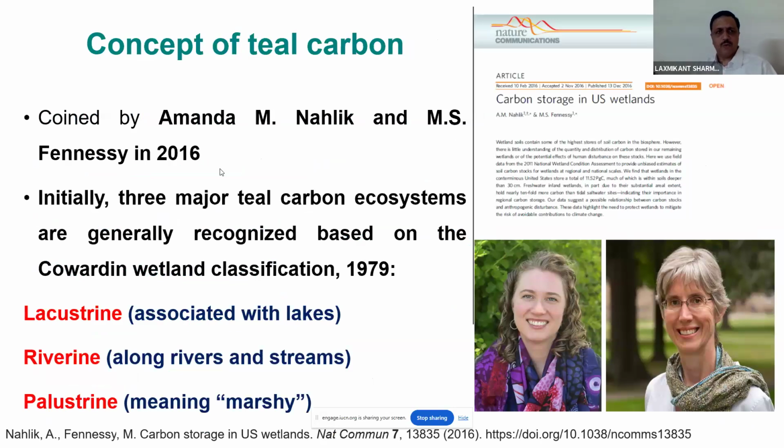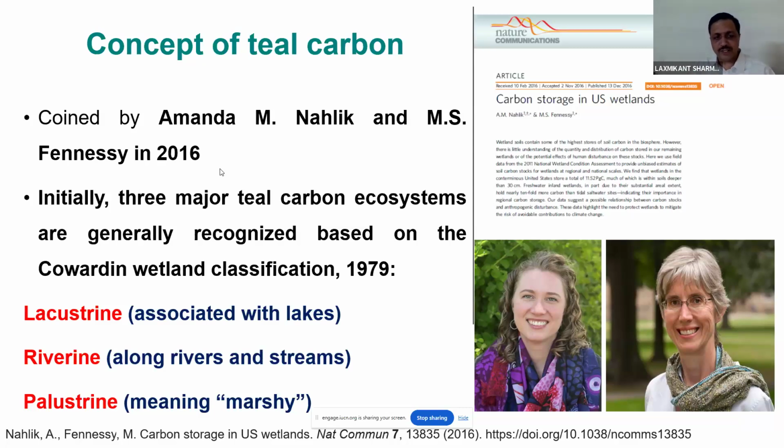Actually, the teal carbon concept was first coined by Amanda Nahlik and Ms. Siobhan Fennessy in 2016. They published a paper in Nature Communications, referring to one of the carbon types, teal carbon. Initially, three major teal carbon ecosystems were recognized based on the Cowardin Wetland Classification System of 1979. The term teal carbon was coined before this paper was published in Nature Communications, but it was first widely adopted and circulated by Amanda Nahlik and Siobhan Fennessy, who works at the EPA, USA, and they recognized teal carbon as three categories of the Cowardin Wetland Classification System.